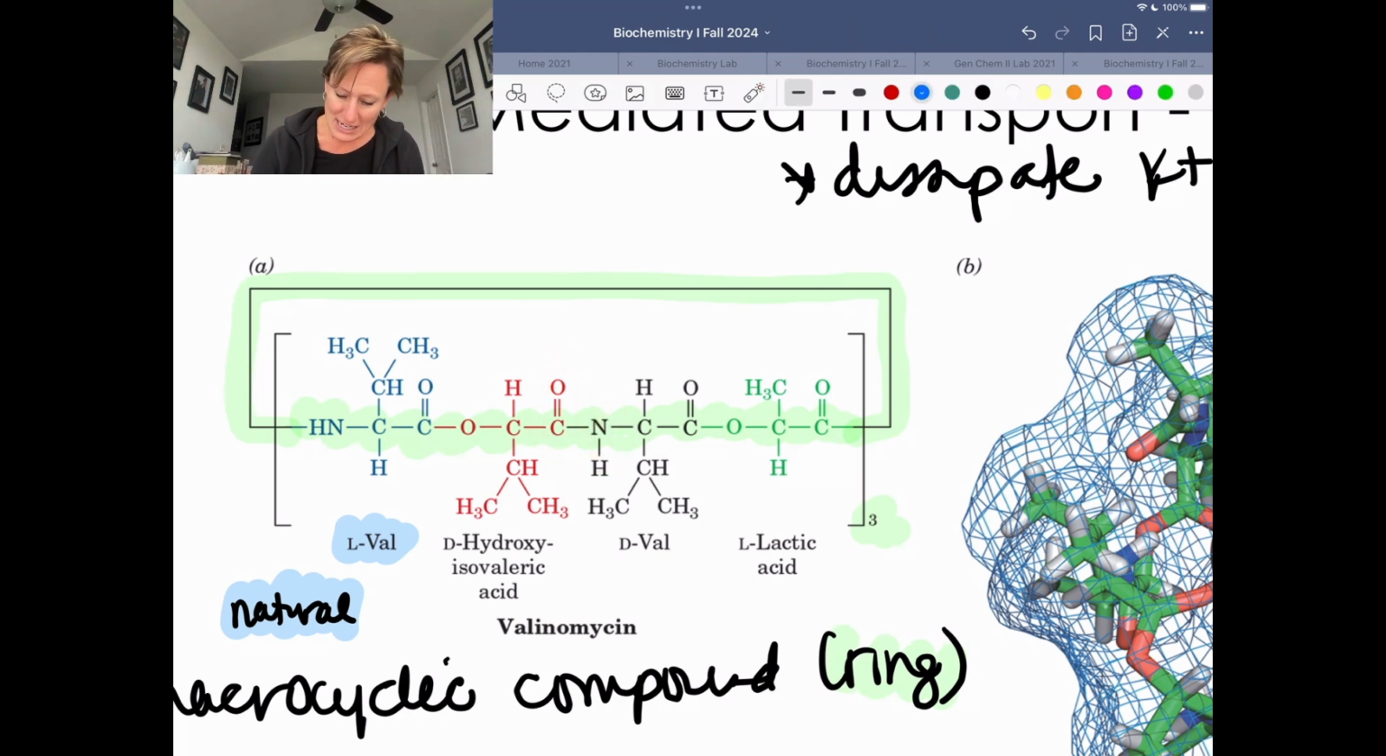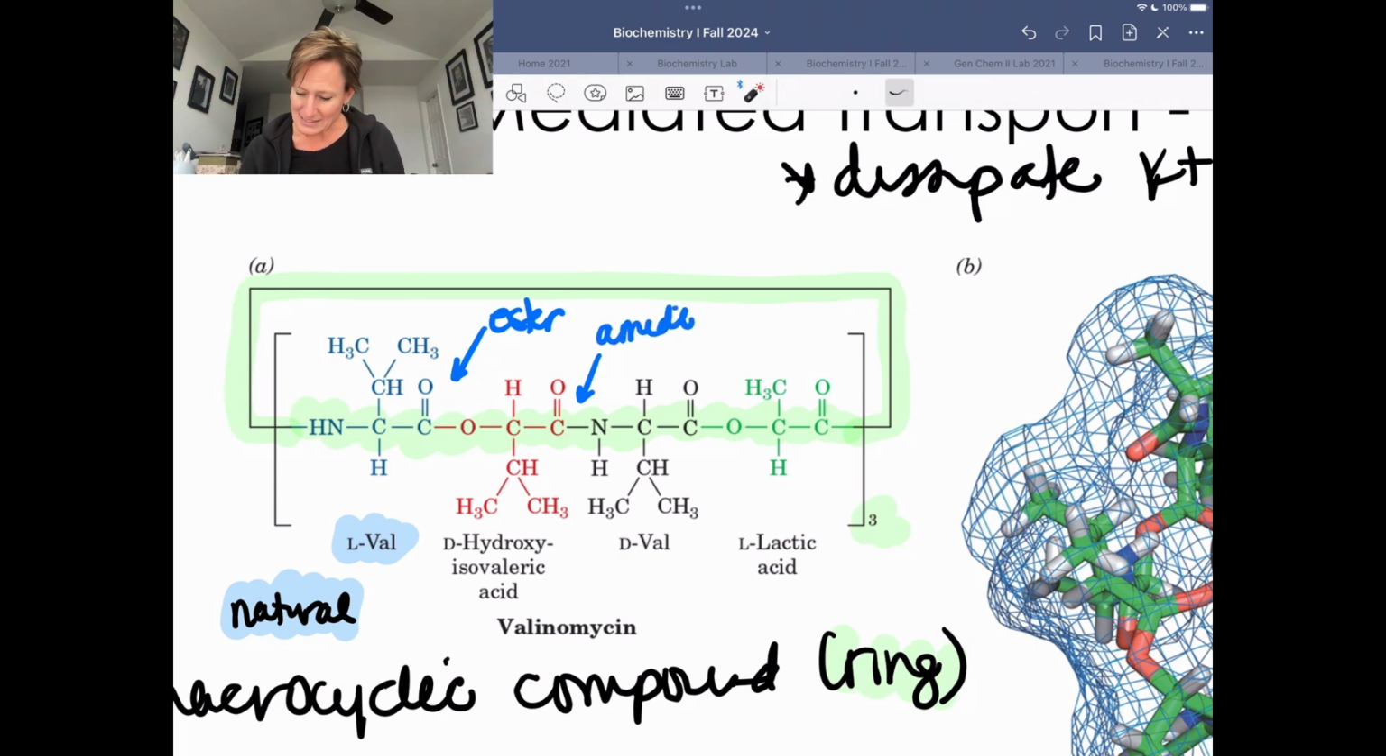So notice what these linkages are. I would expect you to be able to look at all of these and make sense as to why. So this is an ester linkage. Here is an amide linkage. And let's look at our last linkage here. We've got lactic acid. We're going to have another alcohol group. This was a carboxylic acid. If you look up the structure of lactic acid, we're going to have another ester linkage.